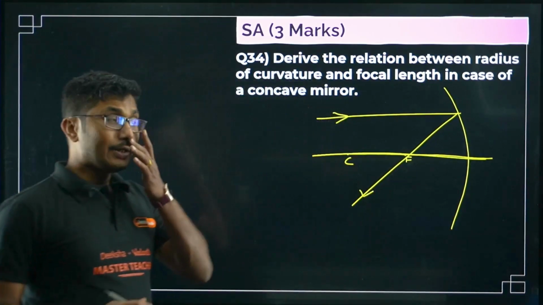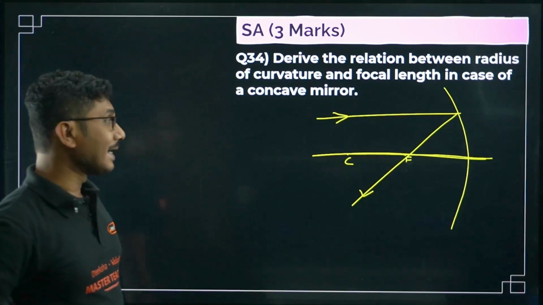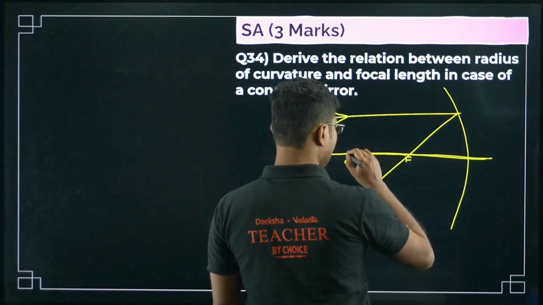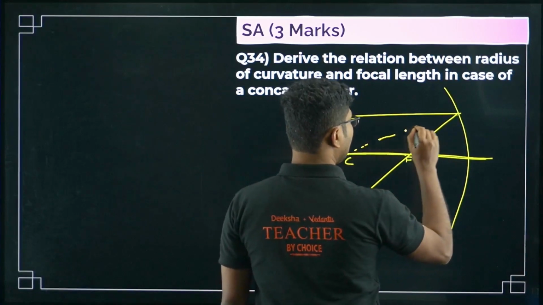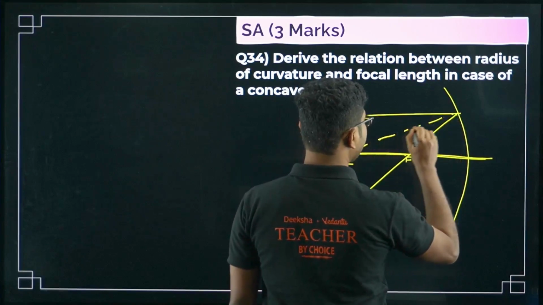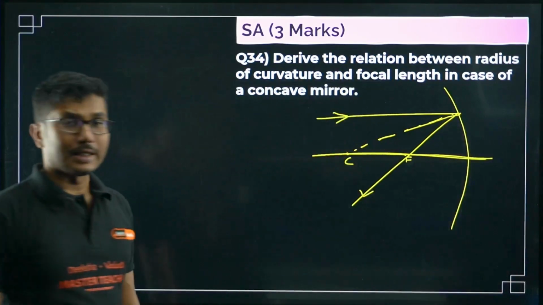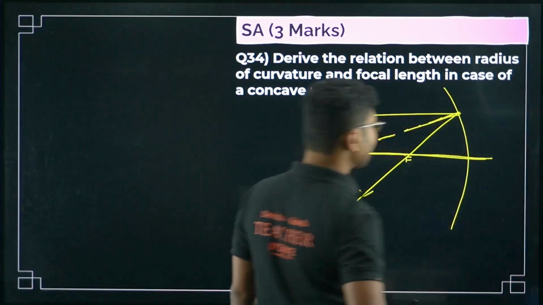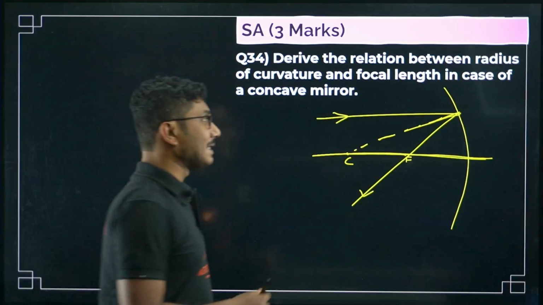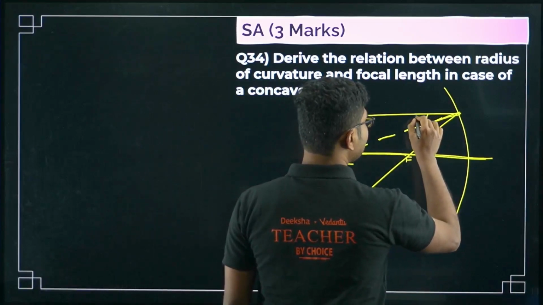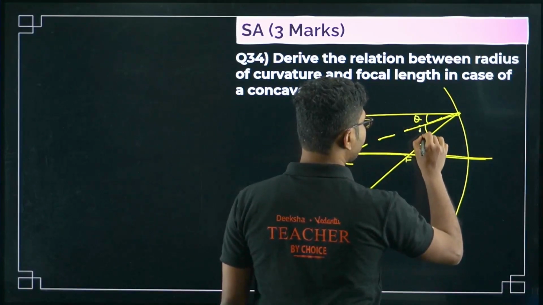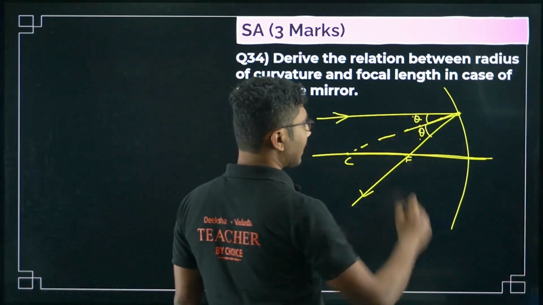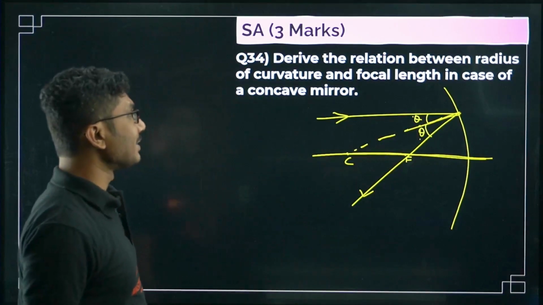Now what else? We have to use the fact that if we join this point and the center of curvature, the line joined with the point of reflection is perpendicular to the tangent, that is a theorem we have learned. That means it is basically acting as a normal. Acting as a normal means this angle is theta and this angle will also be theta. Angle of incidence equals angle of reflection. So this is the angle of incidence, this is the angle of reflection, and these two angles must be equal.